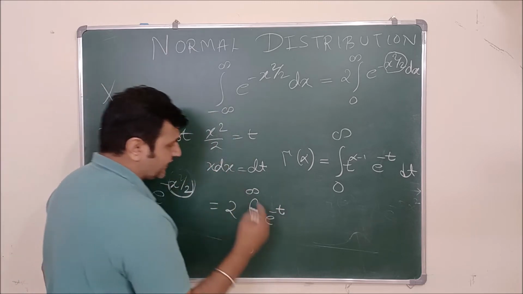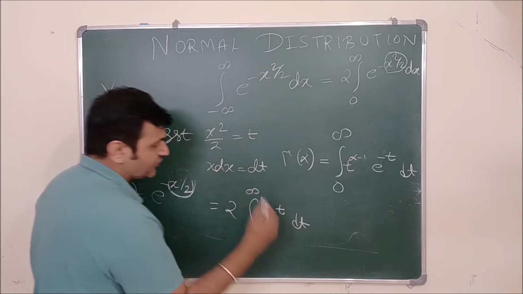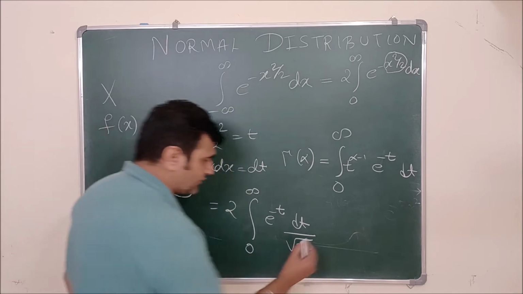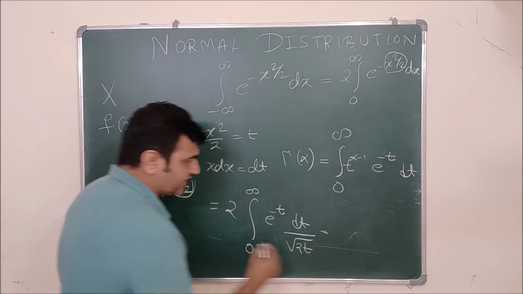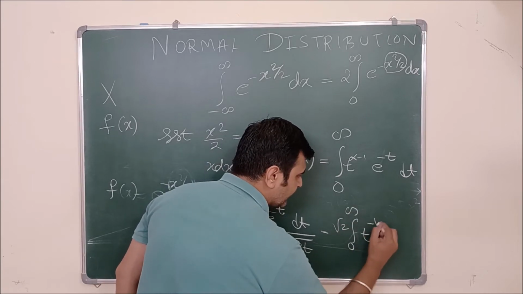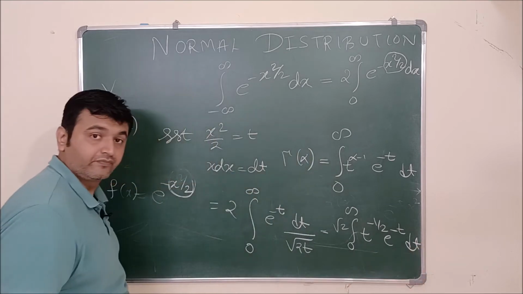What is your dx? It is dt upon x. But what is your x? It is square root of 2t. So I can take the square root of 2 outside. So I have root 2 times the integral from 0 to infinity of t raised to minus half, e raised to minus t dt.